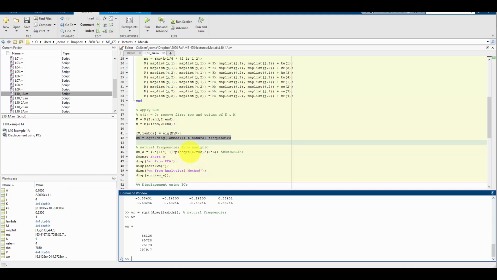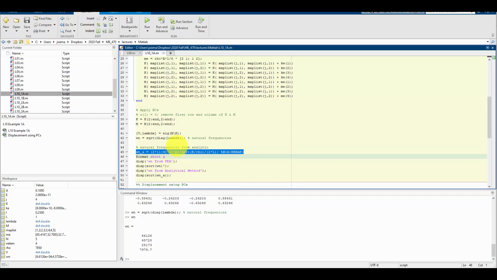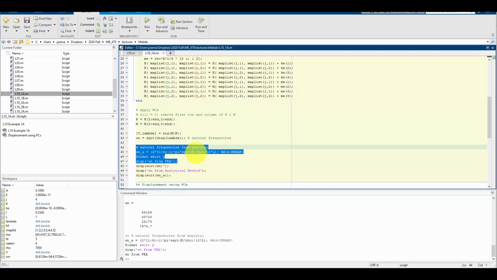Now, this is a problem where we already solved it analytically. We know what the natural frequencies should be. So I have just copied from the previous time we solved this what that equation was. And that was this (2n minus 1) times pi times c over 2l. And I'm just going to put in n is 1 to 4 because I only want the first 4 natural frequencies. So let's see, or remember, what those were from when we previously solved this.